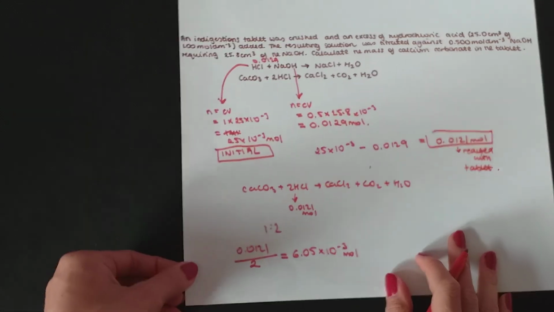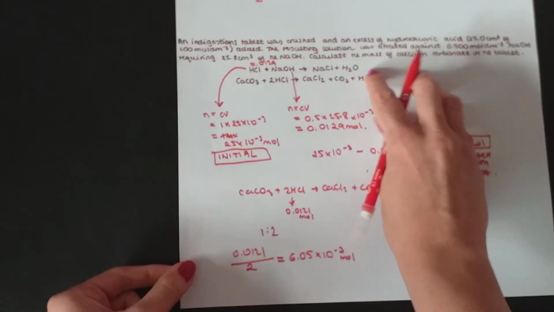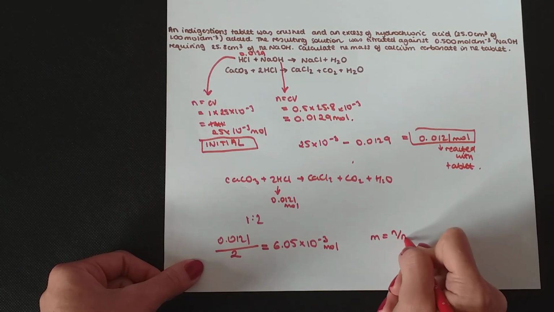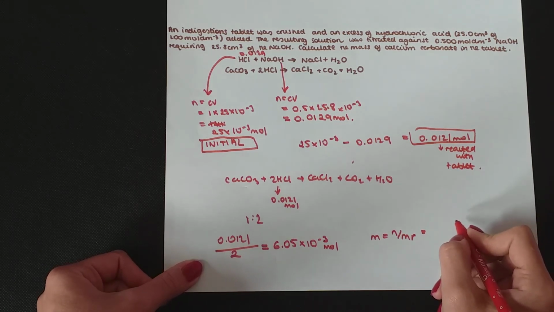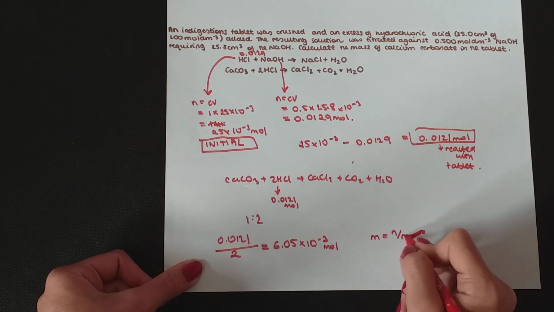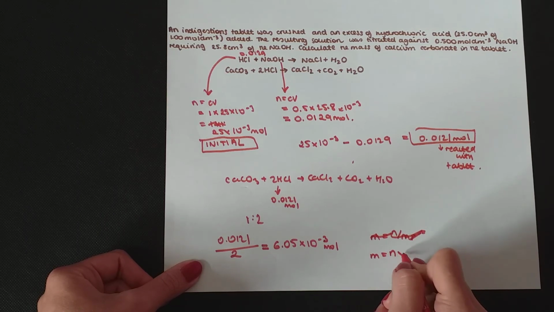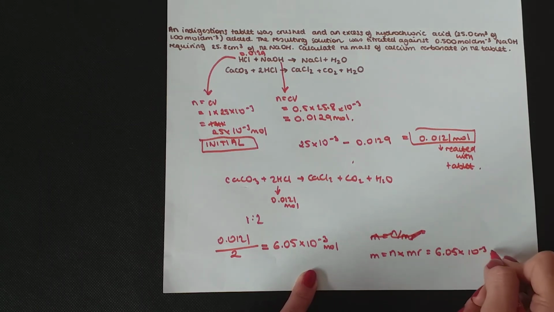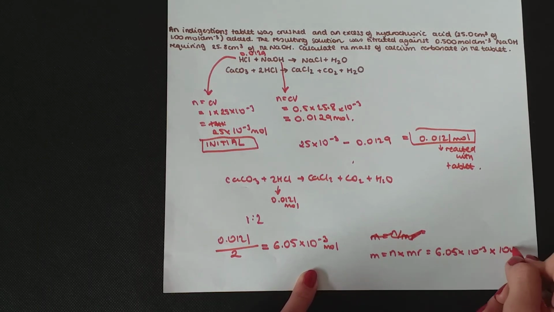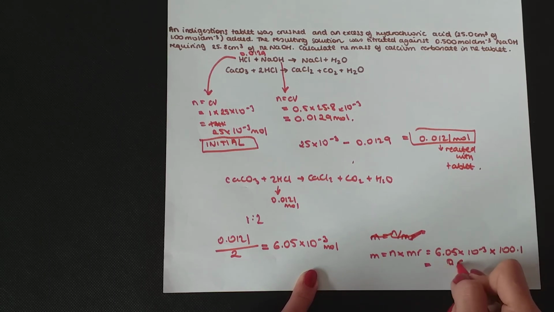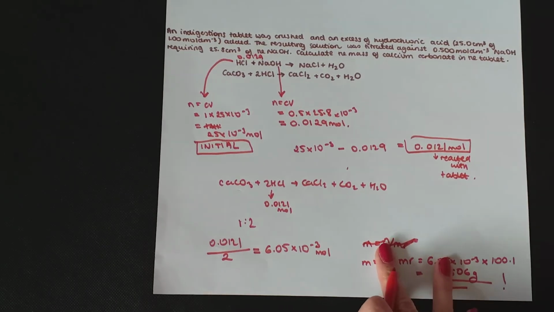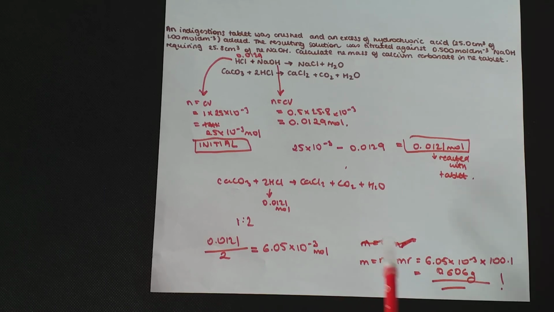So our very last thing to do is to calculate the mass of calcium carbonate in a tablet. So our mass, we do N times MR. So we know the number of moles. The MR we can calculate, which is 100.1, and we get this amount of grams.